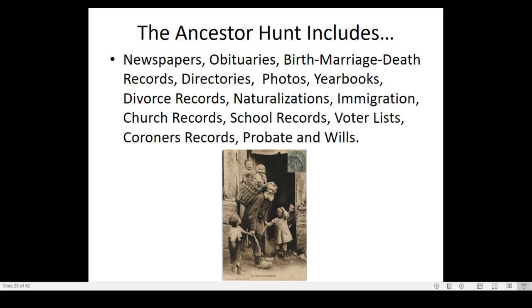So here's the Ancestor Hunt. It includes newspapers, obituaries, birth, marriage, death records, directories, photos, yearbooks. Yearbooks are the neatest things. Those are school yearbooks. And divorce records, naturalization, immigration, church records, school records, voter lists, coroner's records. If somebody died mysteriously, there'll be a coroner's report. Probate and wills. And I love that picture. It's a grandpa giving his grandkids a ride in a basket. And look, he's got wooden shoes on. Boy, you hope he doesn't trip.